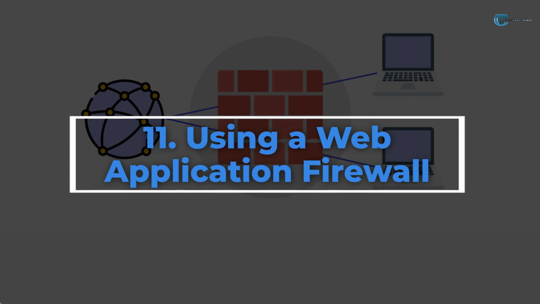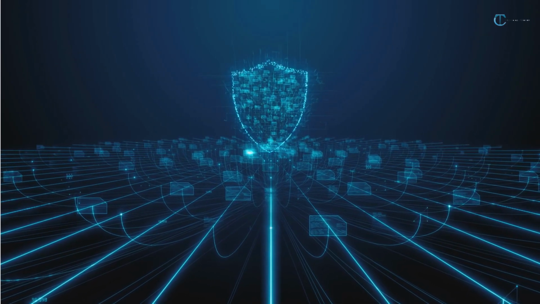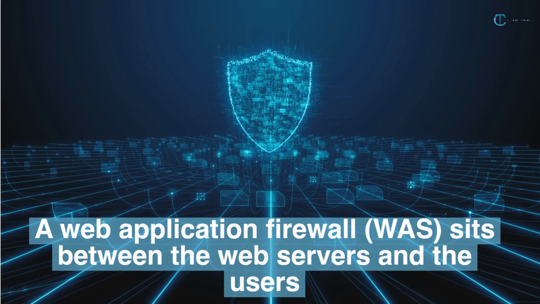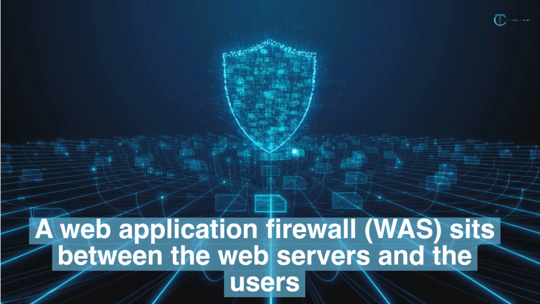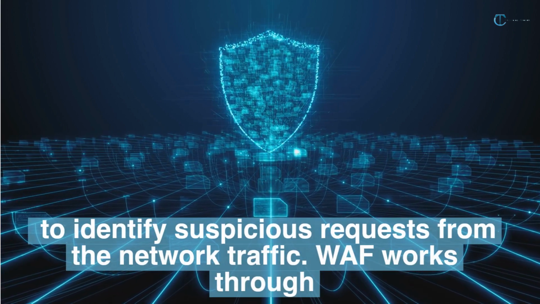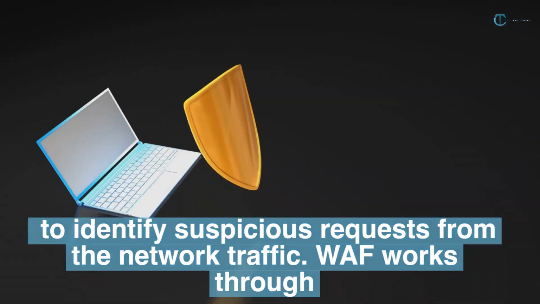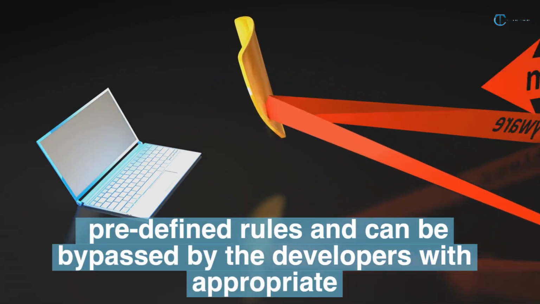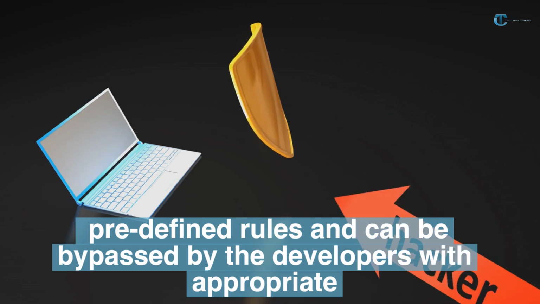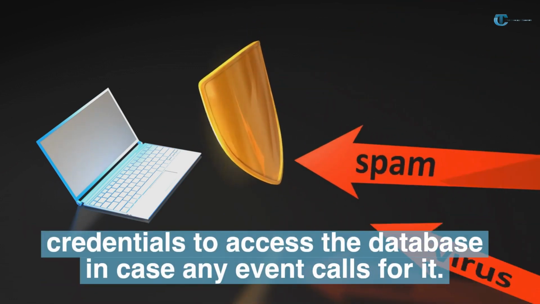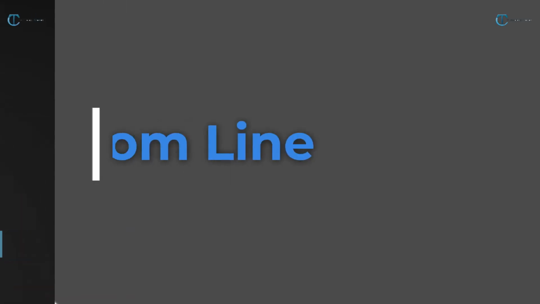11. Using a web application firewall. A web application firewall sits between the web servers and the users to identify suspicious requests from the network traffic. WAF works through predefined rules and can be bypassed by the developers with appropriate credentials to access the database in case any event calls for it.